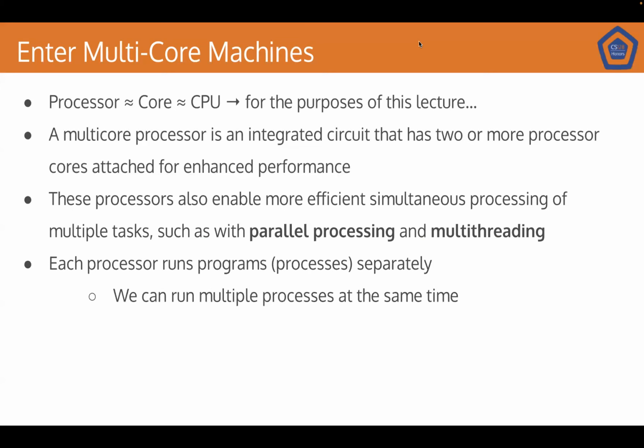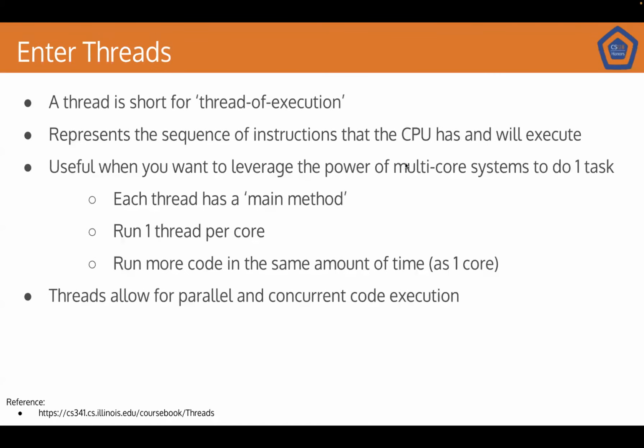But how would a multi-core machine help us speed up a single process? If it's still one process per processor, how do these cores help us speed up that one process? Well, that's where threads or threads of execution come in. They represent a sequence of instructions that the CPU has and will execute. When you run your main function in your Rust programs, main is your main thread of execution. It has a sequence of instructions for your CPU, which will execute that code.